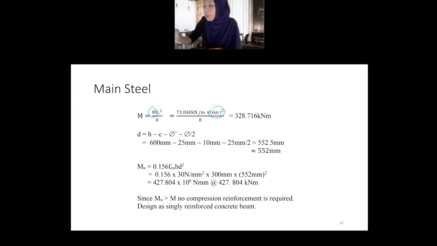Okay. Kenapa darab kuasa 2? Kenapa kena ada kuasa 2? Because of darab 6 meter sekali, maksudnya 6 meter kuasa 2 ni maksudnya 6 meter darab 6 meter lah kan maksudnya. Okay. Darab 6 meter satu kali sebab you masih lagi tak darab dengan berapa panjang beam you ni. So beam you 6 meter. 73.048.